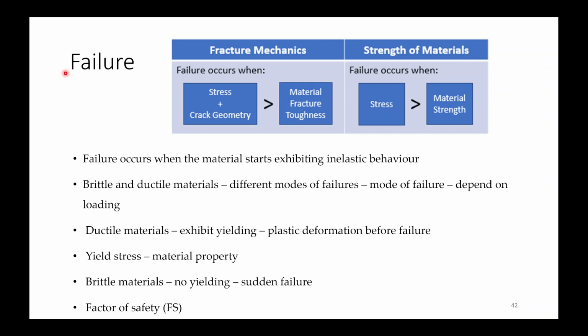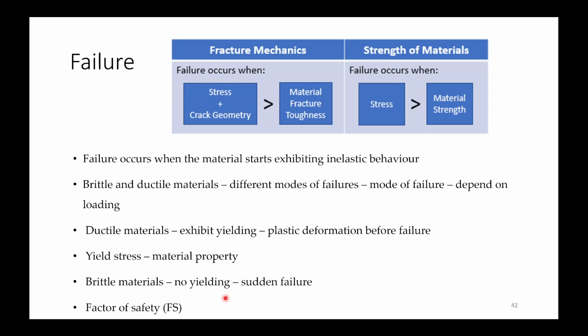Now the fifth chapter is based on failure. Failure occurs when a material starts exhibiting inelastic behavior. Brittle and ductile materials have different modes of failure, and this depends on loading. Ductile materials first exhibit yielding, then plastic deformation before failure, while brittle materials don't show any yielding, and they fail directly. So the factor of safety is dependent on this.